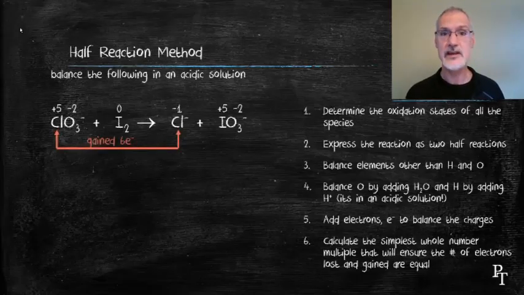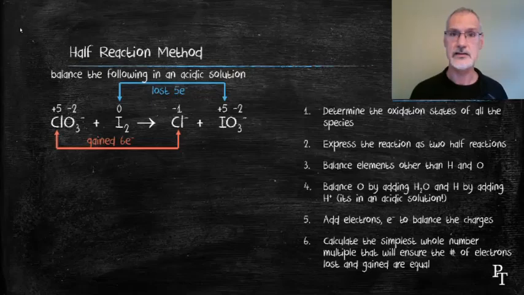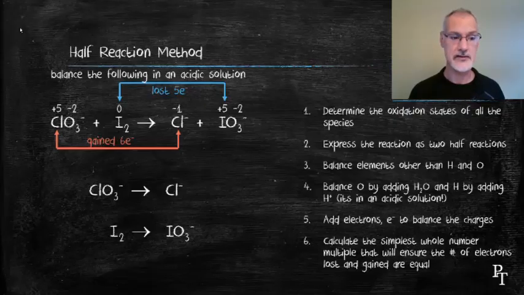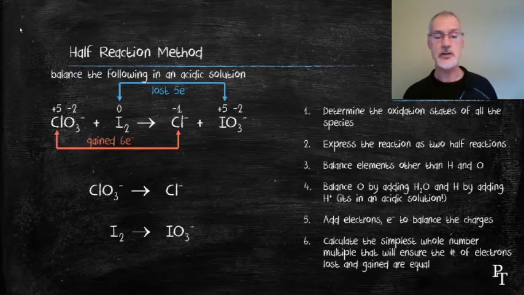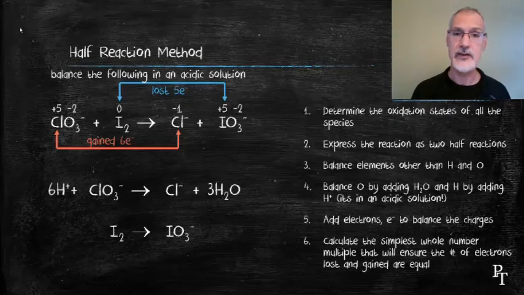We can see that the chlorine has gained electrons, so it's undergone reduction. And the iodine, on the other hand, has lost electrons and undergone oxidation. I'm now going to divide this reaction into what are called two half reactions. One of these reactions will be oxidation, the other reduction. Now, I begin by balancing the first equation by adding a water molecule to balance the oxygens that are present. Then I balance the hydrogens by the addition of the acid particle, H+.